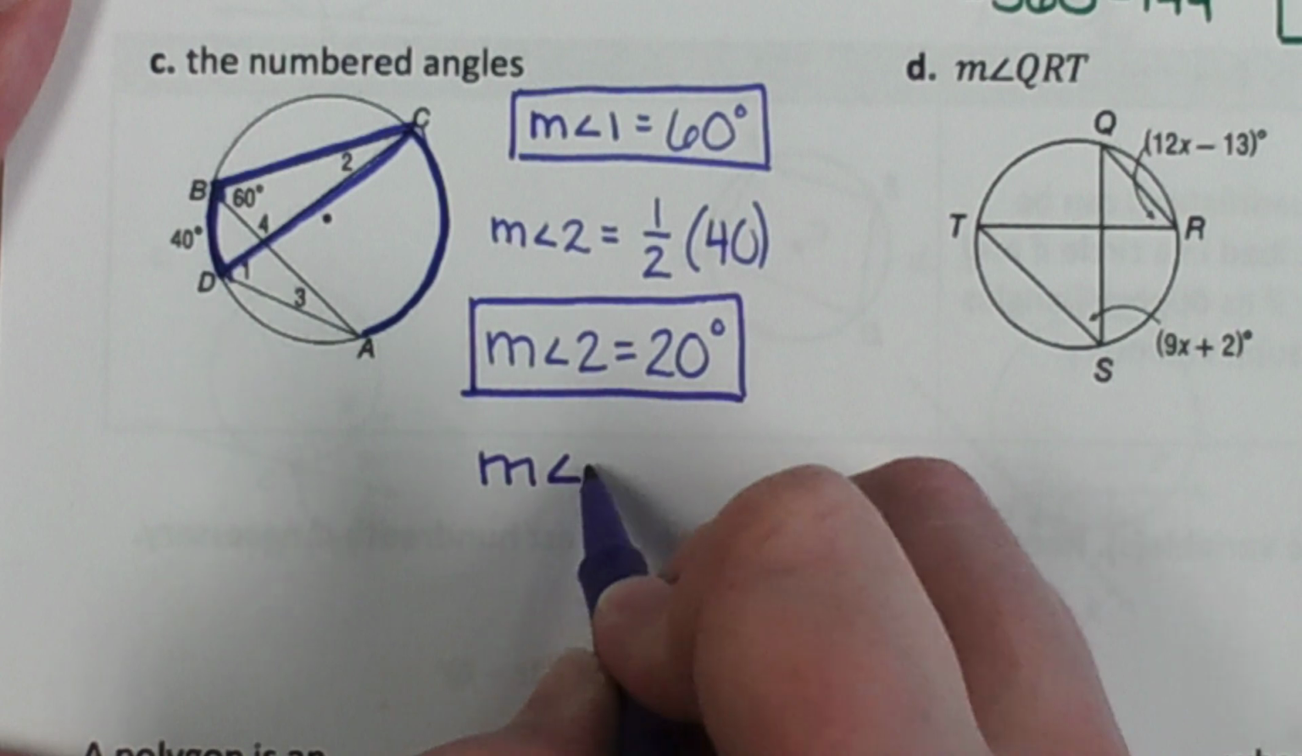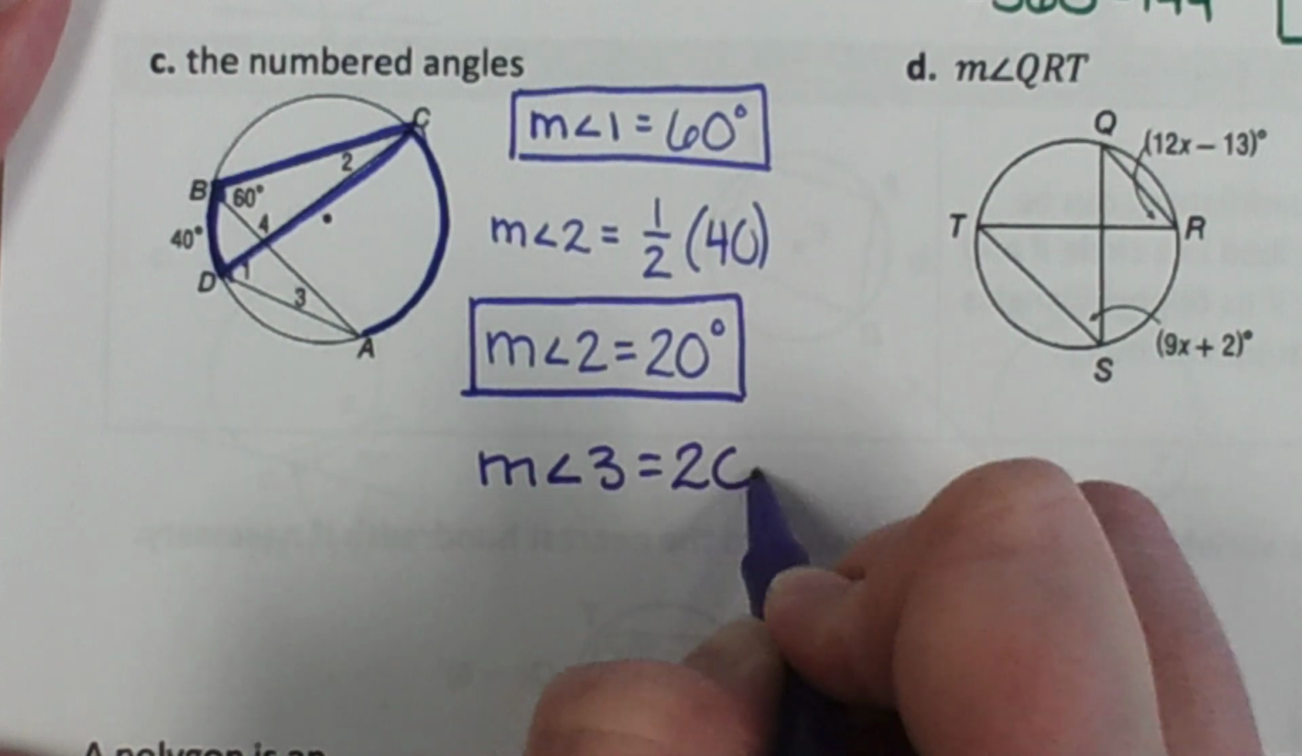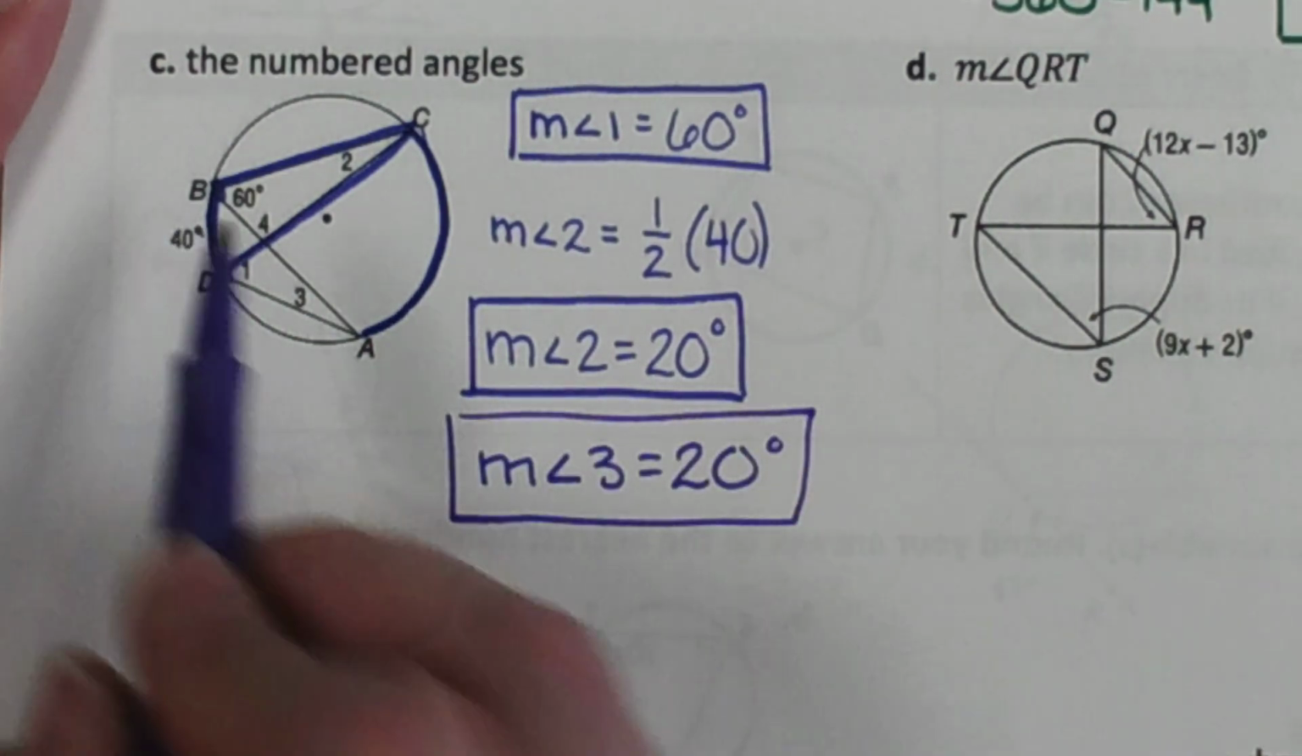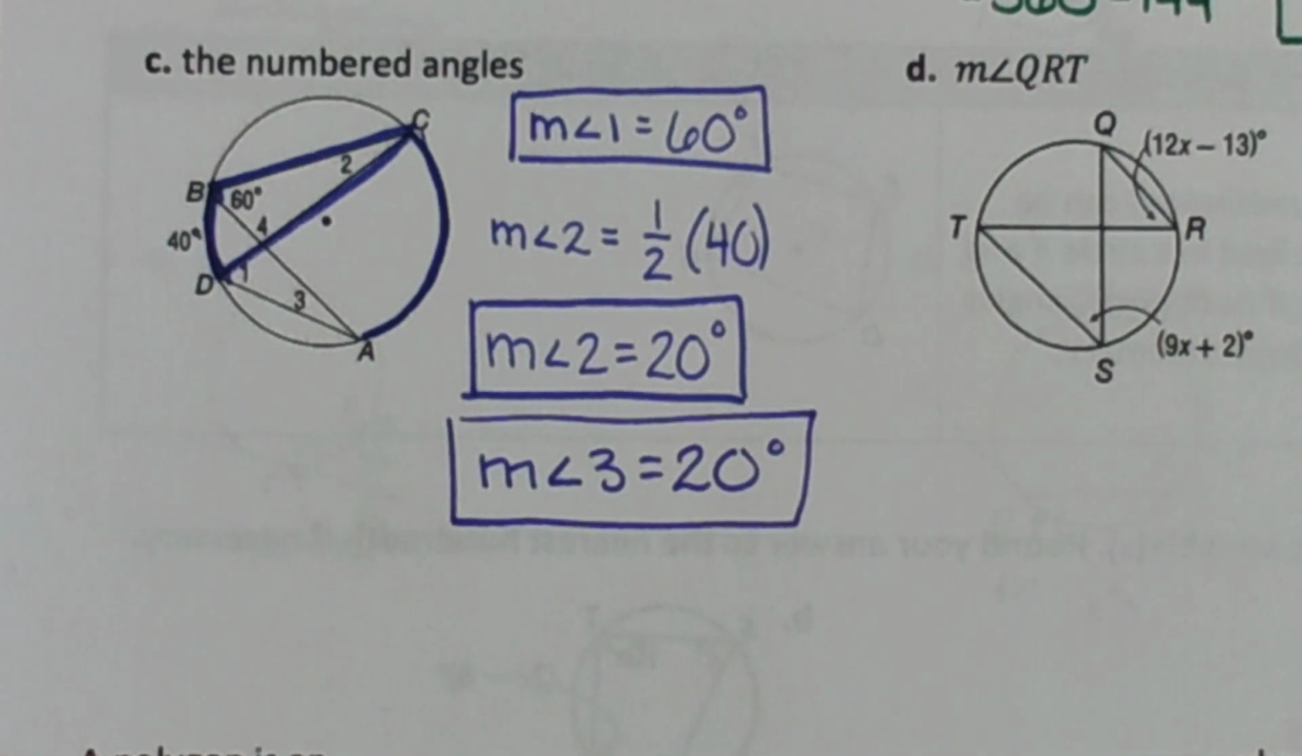And that would also be the measure of angle 3, because measure of angle 2 and measure of angle 3 both have the same intercepted arc. Last one I need is angle 4. Is angle 4 an inscribed angle? No. Is it a central angle? No. It's just an angle somewhere inside of a circle.